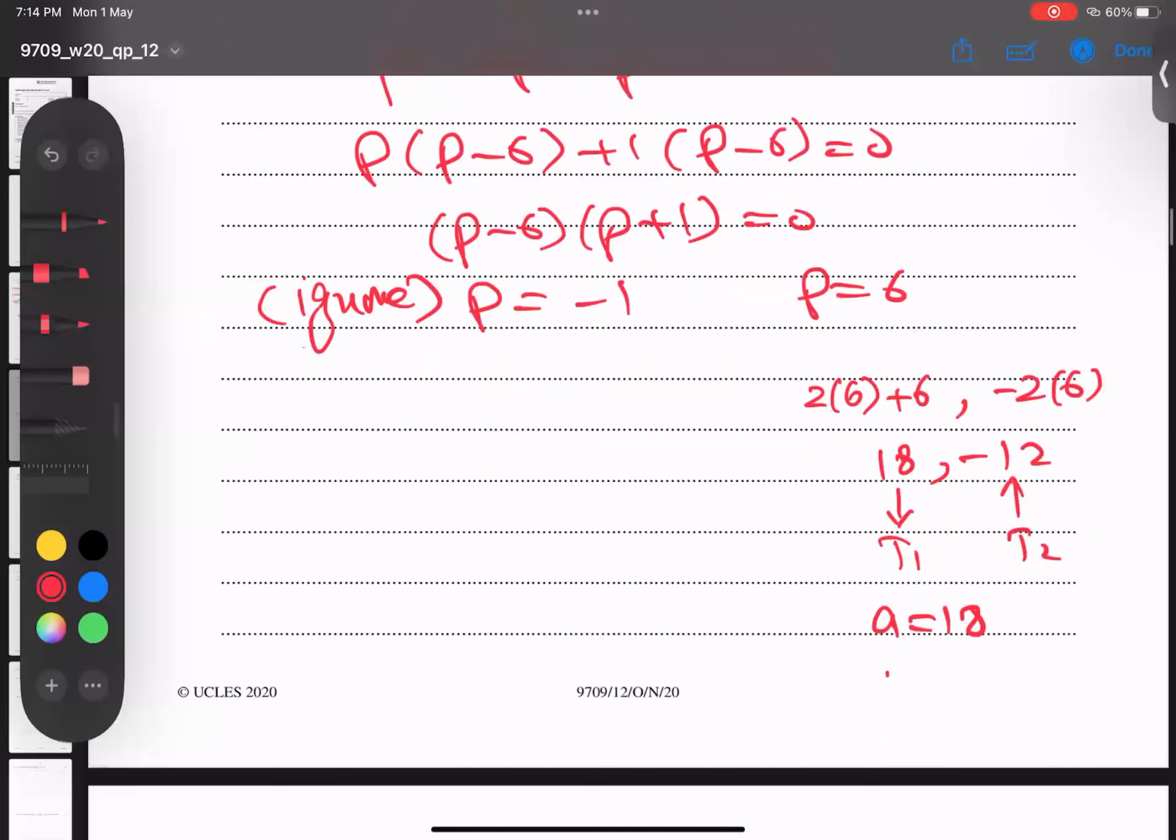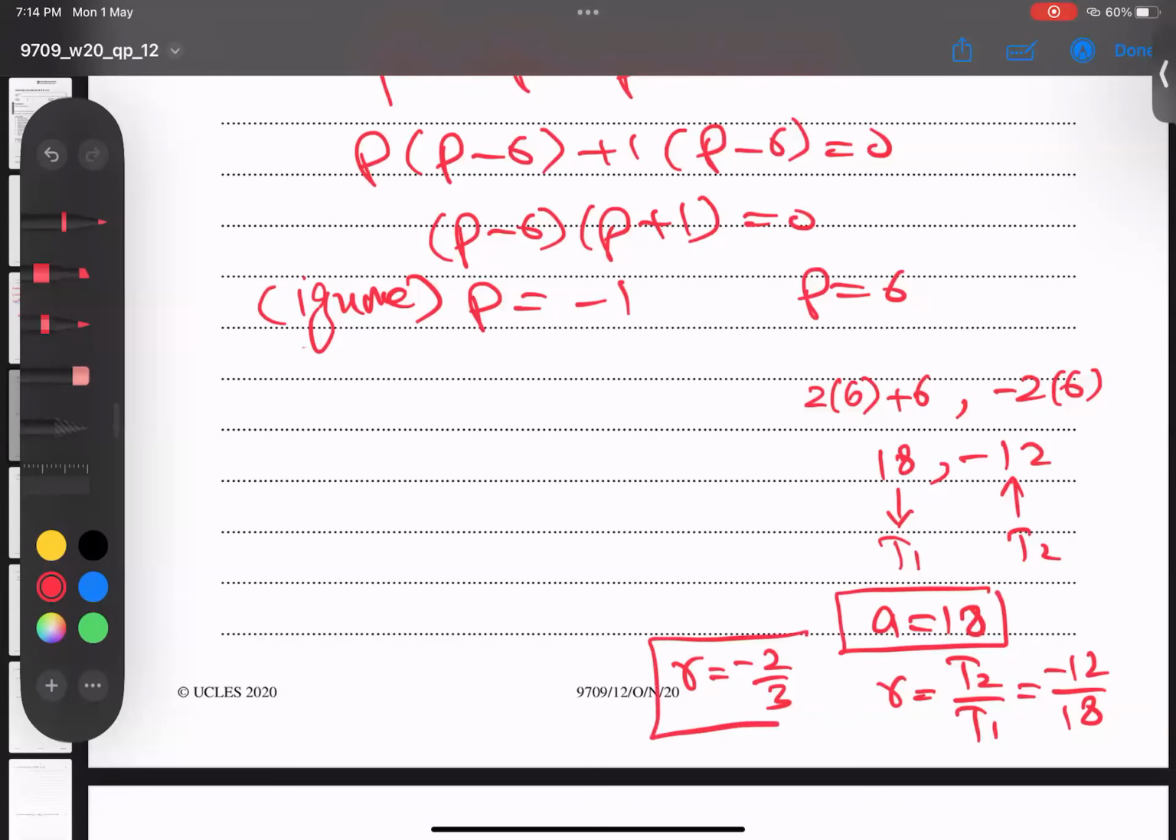And how to get the common ratio, all of you know, r equals T2 divided by T1. So negative 12 over 18. And r is coming: 6 2s and 6 3s. So r is coming negative 2 by 3. And the a value I have already, I put in boxes. This is the a value, this is the r value.